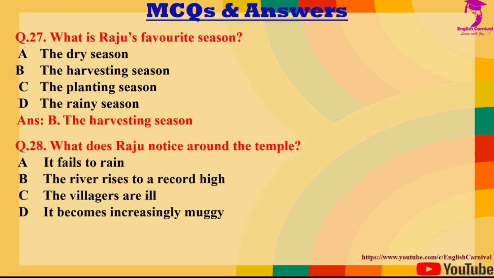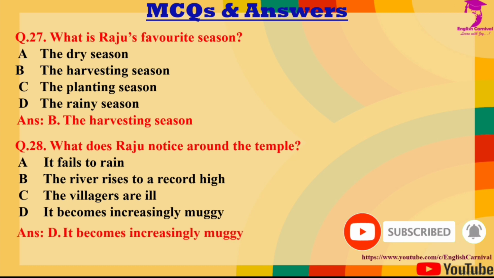Question number 28 we have, what does Raju notice around the temple? Options are A. It fails to rain, B. The river rises to a record high, C. The villagers are ill, and D. It becomes increasingly muggy. The correct answer is D, that is it becomes increasingly muggy.